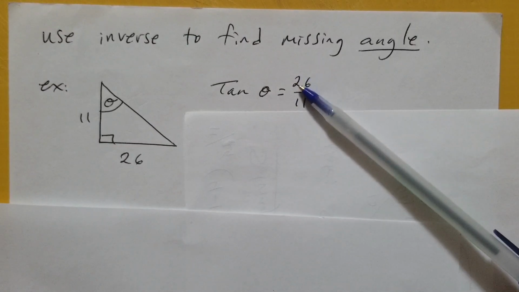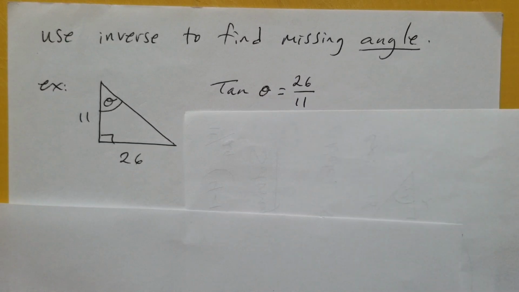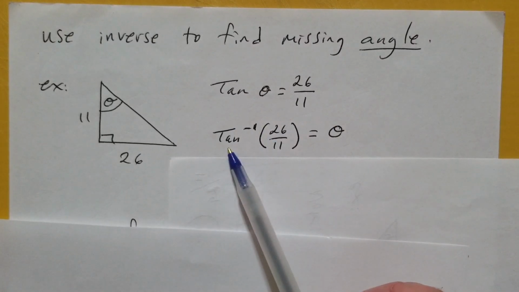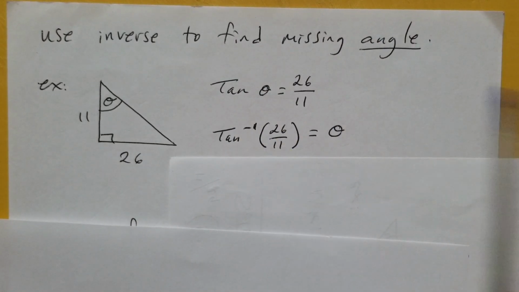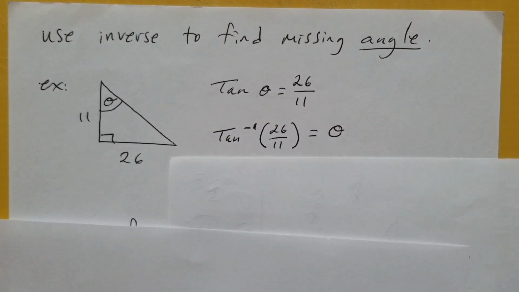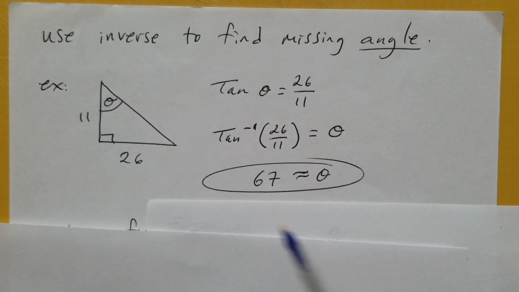So I got the two sides. I'm not looking for a side. I'm trying to get back to the angle. Well then, you need to use inverse tangent. Inverse tangent 26/11. You're done. Put that in the calculator and it'll tell you how many degrees theta is. It'll tell you what the angle theta is. In this case, it's 67.